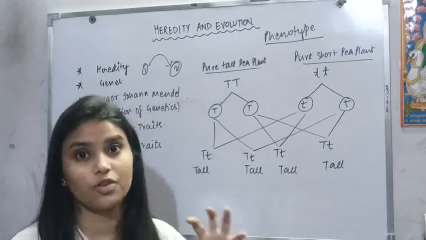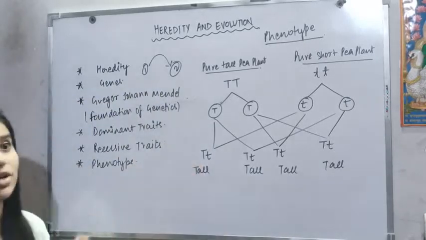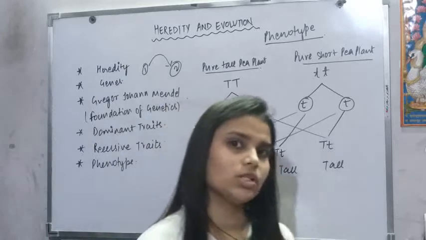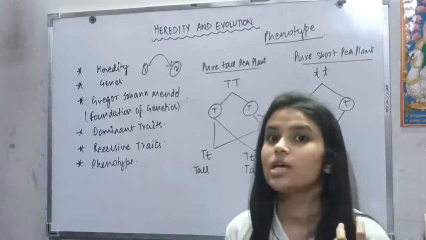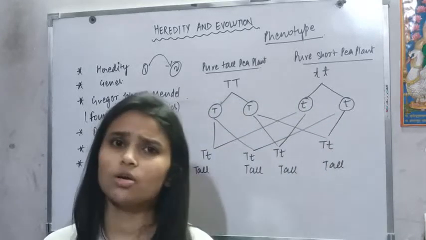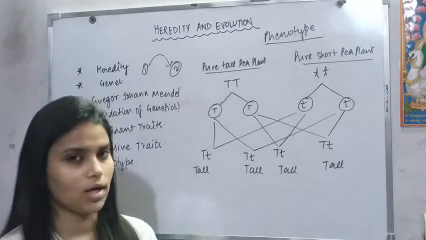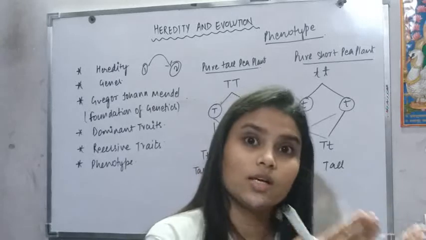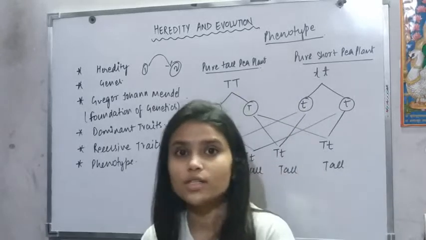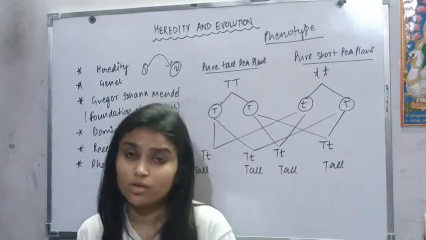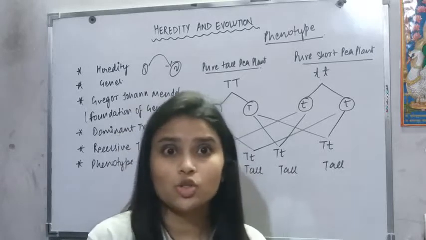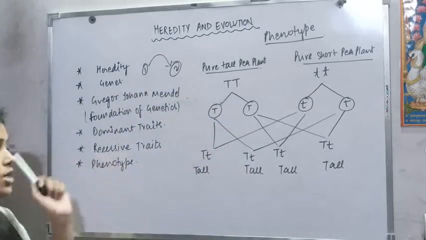So when all these traits are transferred from one generation to another generation, this process of transferring these features, these traits from one generation to another generation is termed as heredity. Now the question comes: how is this process being done? What are the things that carry these features from one organism to another organism, from one generation to another generation? So here the answer is genes.